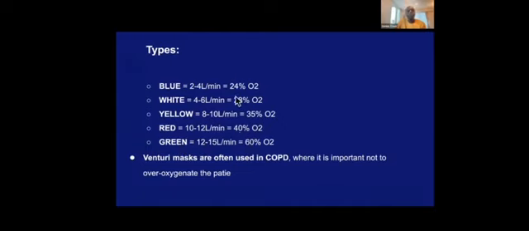So first you have to remember that the mask will deliver 24% or 28% or 35% or 40% or 60%. Then you have to remember the liters that will give you this percentage. To make it easy: 2 liters, 24; 4 liters, 28; 8 liters, 35; 10 liters, 40; and 12 liters, 60, because it delivers from 24 to 60%. Venturi masks are often used in COPD, where it is important not to over-oxygenate the patient. One more time, the different colors give a different concentration and a different flow of oxygen.